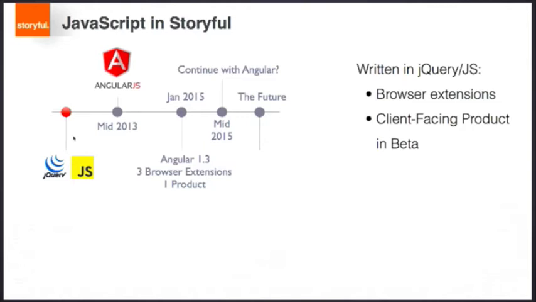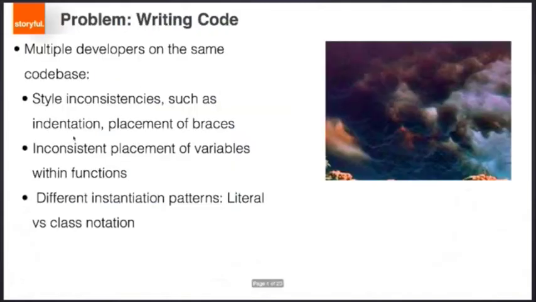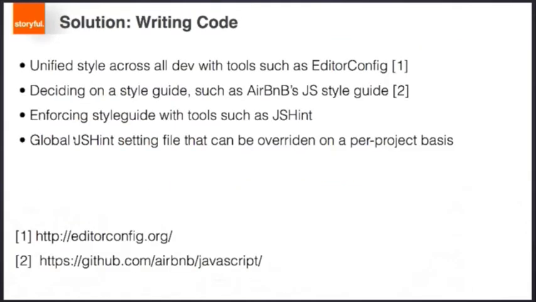So I just want to go quickly through what we came across when we develop in plain JavaScript or vanilla JavaScript. And probably a lot of these problems are obvious to many people. But for example, you have multiple developers developing on the same code base and you get style inconsistencies, such as indentation, placement of braces, inconsistent placement of variables, etc. You also have different instantiation patterns, so you use the object versus the literal notation, and so on and so forth.